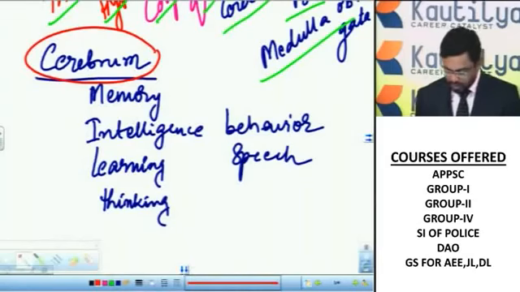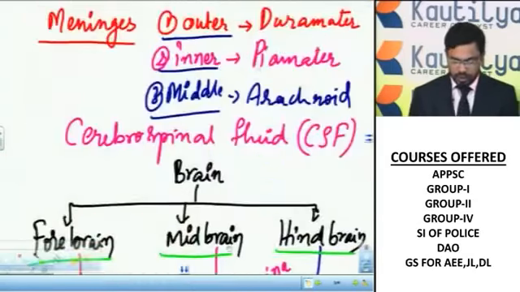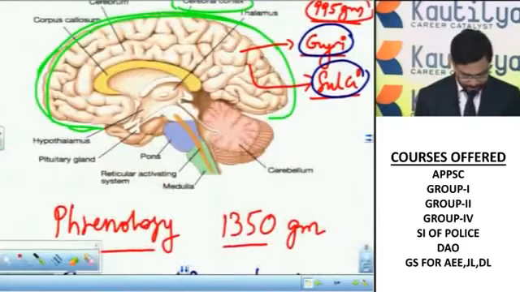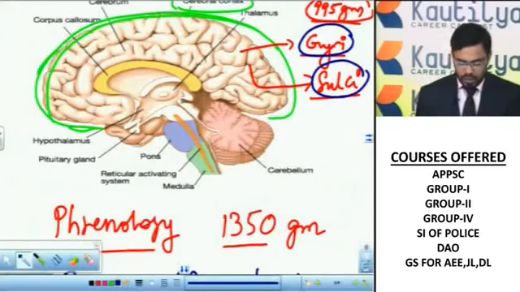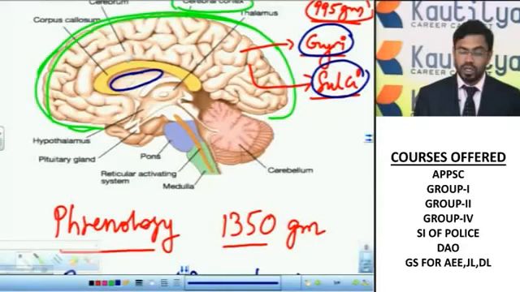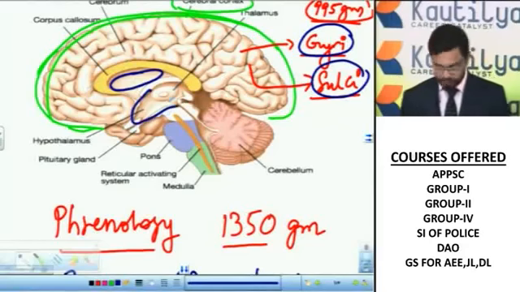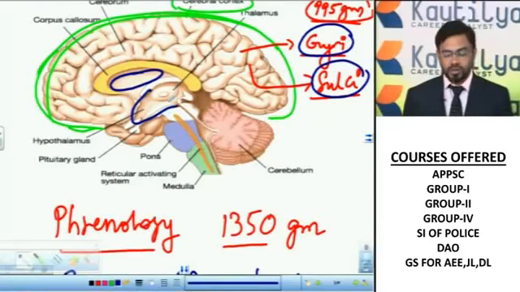Let us see the thalamus part. This is the thalamus region. The upper part of the thalamus is called epithalamus, and the lower part is called hypothalamus. This is the hypothalamus. The thalamus is the center for pain, cold and heat.